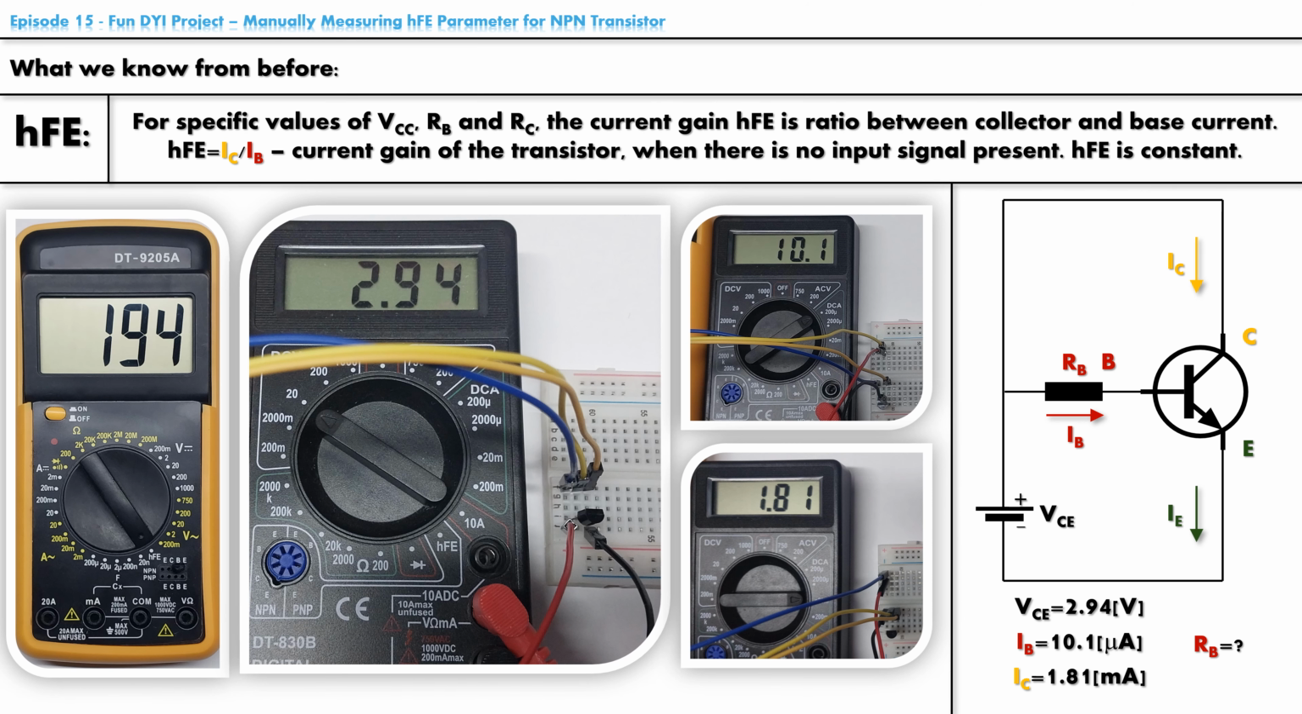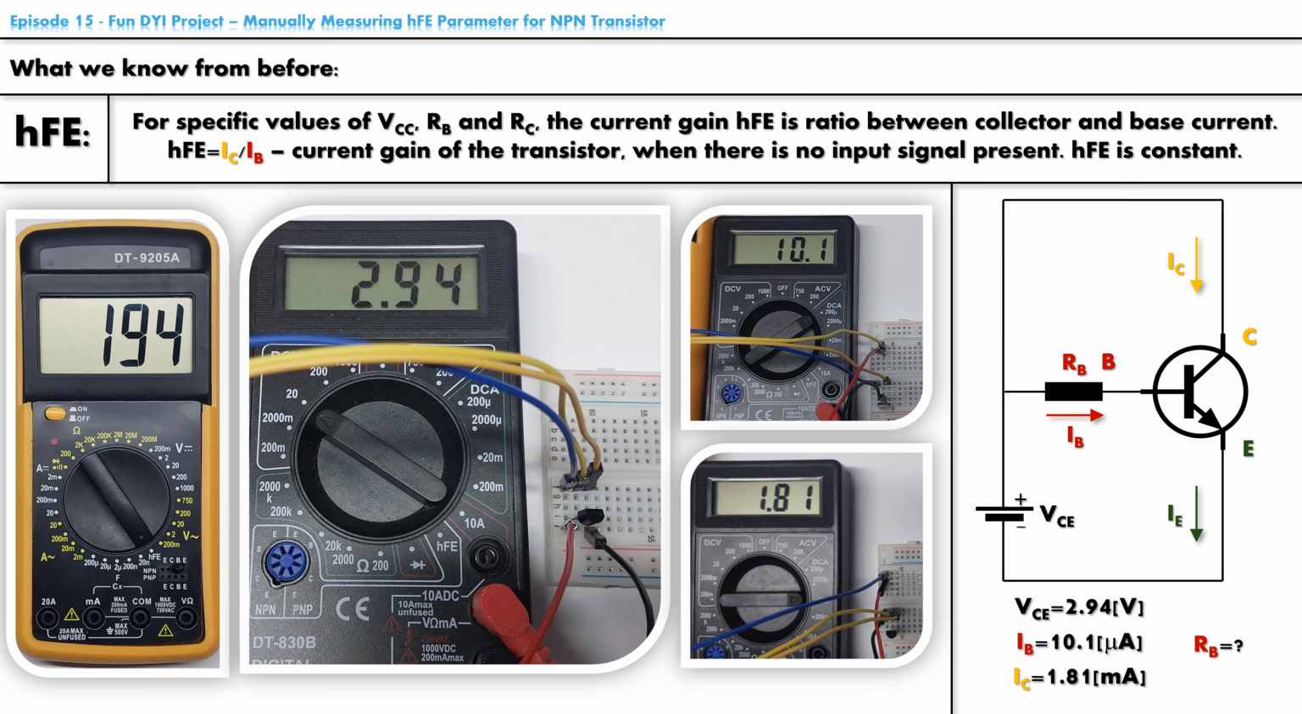What we know from before is that hFE is the current gain of the transistor, when the transistor is biased for amplification mode of work, with no small signal present at the base terminal. Colloquially, hFE is also called beta, or amplification of the transistor, but that is not entirely precise nor correct. From previous videos we know that for our test NPN transistor 2N3904, when measured by multimeter, the hFE parameter equals 194.